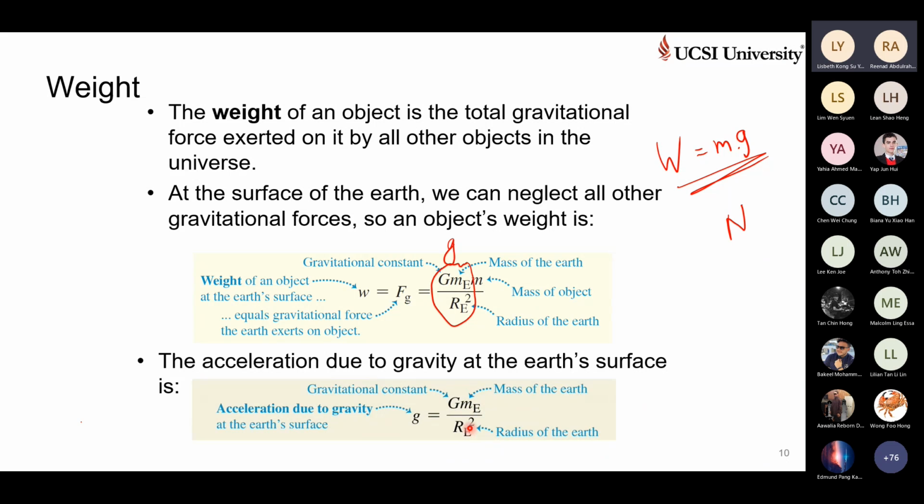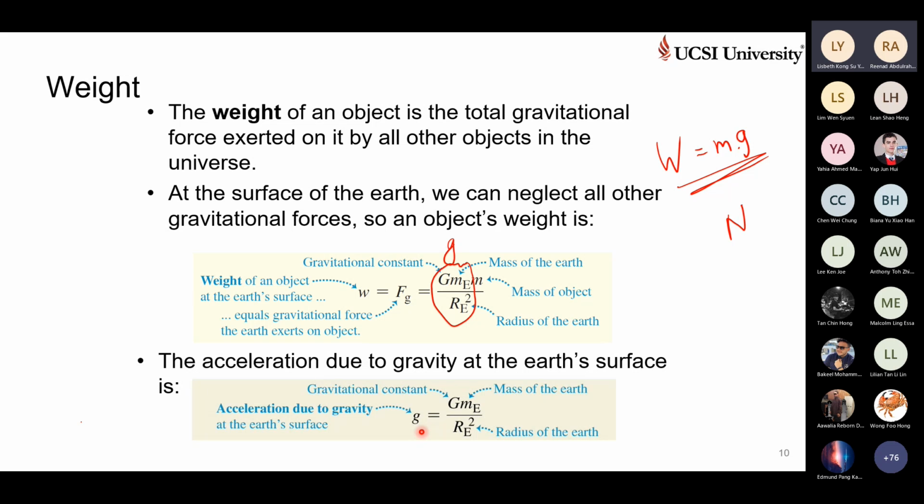R E square, where R E is the radius of the earth. We use all these terms to calculate the value. We assume that all the objects are attracted towards the center of the earth, towards the axis of the earth. That's why we always substitute the radius. So we use the value of the radius of the earth to find the common factor g, in other words, acceleration due to gravity.